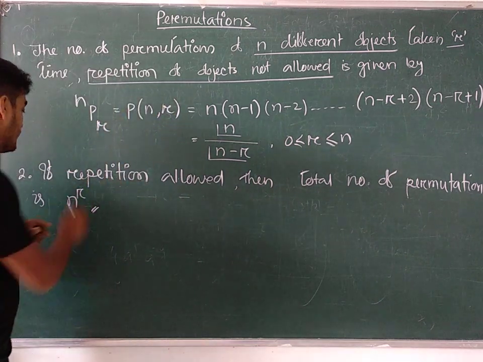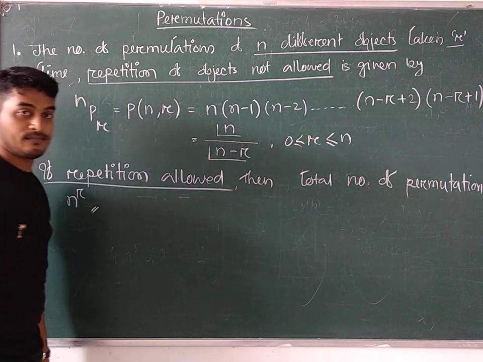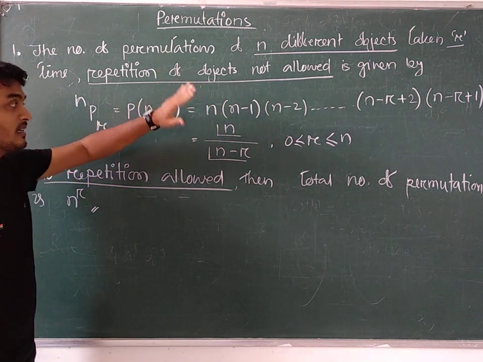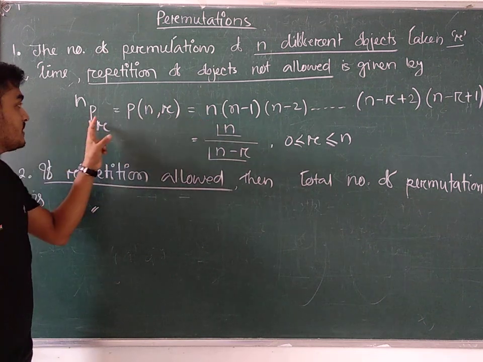And if repetition is allowed, then what will be the total number of arrangements? If repetition is not allowed, if all the objects are distinct, then the formula will be, that means here, nPr formula will be.